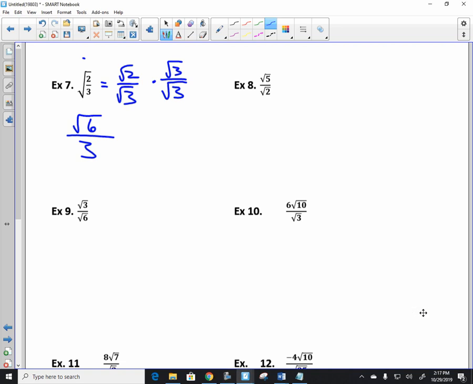Here we go. Square root of 5 over square root of 2. What do I do? Multiply by the square root of 2. What do I get at the top? Square root of 10 over 2.